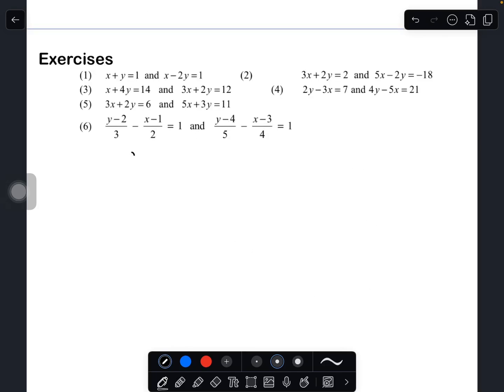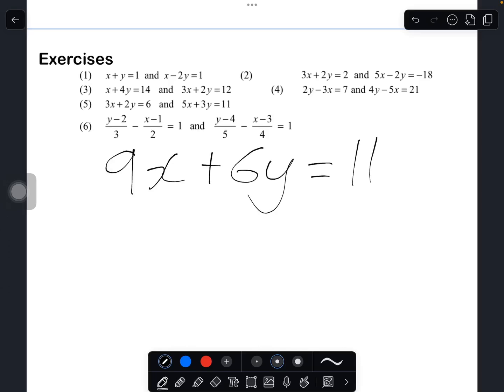Since we have 3x plus 2y equals 6 and 5x plus 3y equals 11, in both cases they don't cancel out. So what we can do here, we need to find a lowest common multiple for either the x or the y. So let's use the y in this case, and the lowest common multiple would be 6. So what do I have to multiply 2y by to get 6? And that will be 3. So then that equation will become 9x plus 6y equals 11.